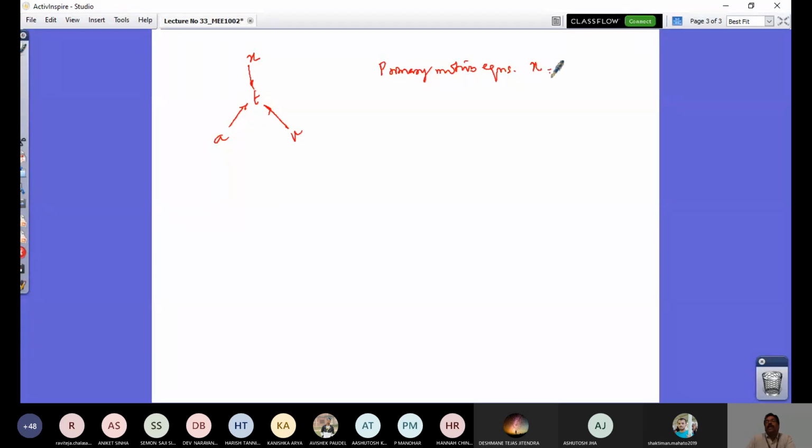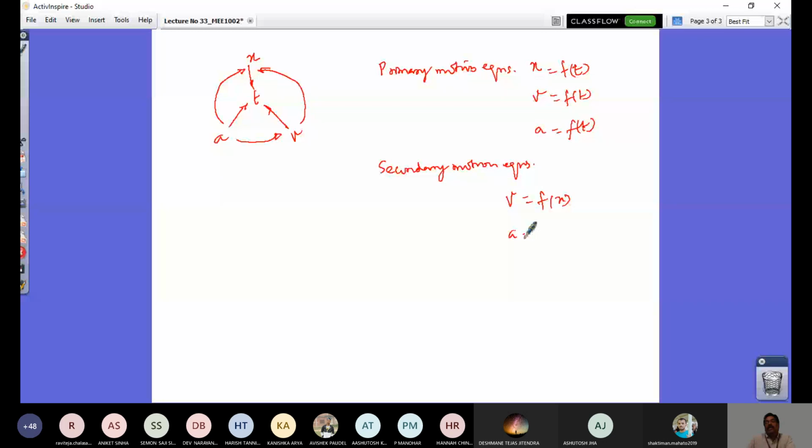If you are writing x as a function of t, v as a function of t, or acceleration as a function of t, that means it is a primary motion equation. You can also express acceleration as a function of position, velocity as a function of position, or acceleration as a function of velocity. Those are called secondary equations. So you can express your velocity as a function of x, acceleration as a function of x, or acceleration as a function of velocity. So these are the three secondary motion equations. This is the primary motion equation. These are the secondary motion equations.